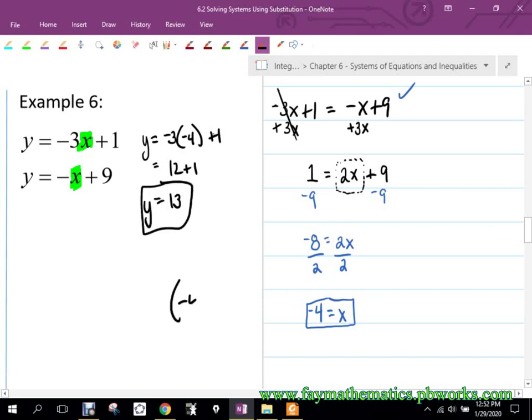So x was -4. So that's my x coordinate in my ordered pair. Y is 13, and that's how we write our solution.